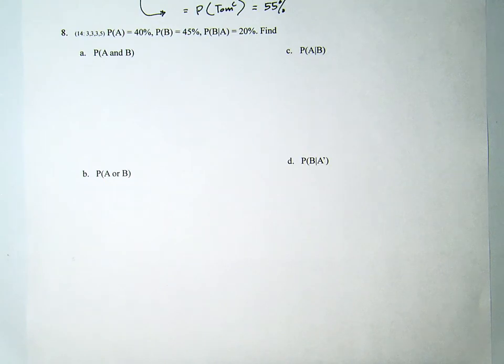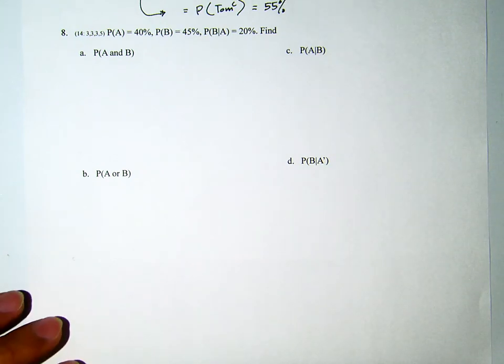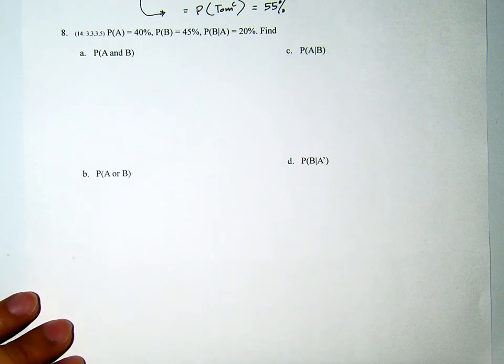The following is from fall 2011 test 3, Math 21 test 3, number 8. Probability of A is 40%, probability of B is 45%, probability of B given A is 20%. Find, part A, the probability of A and B.